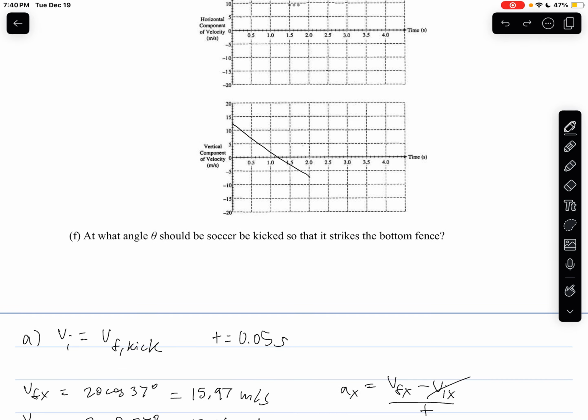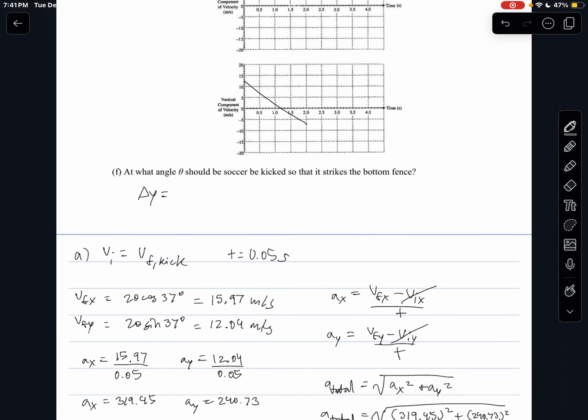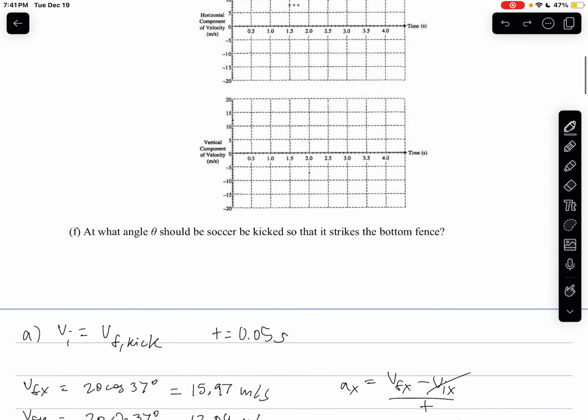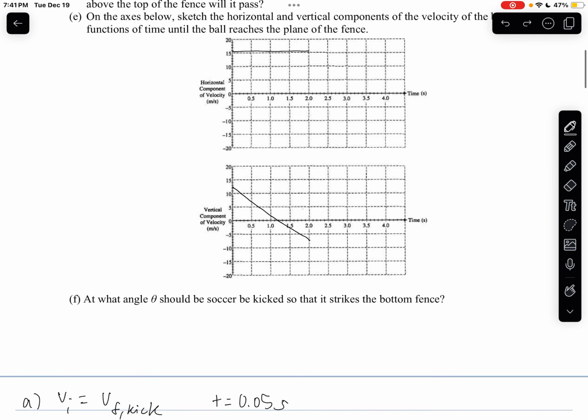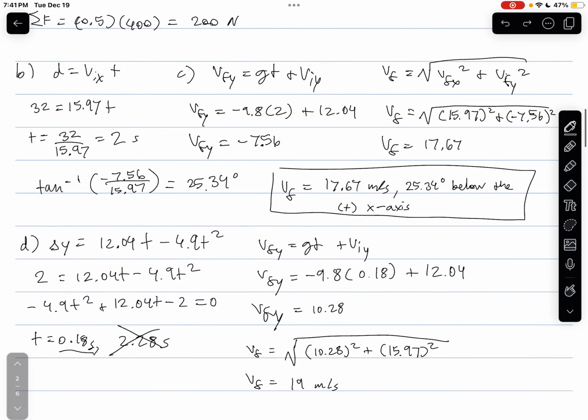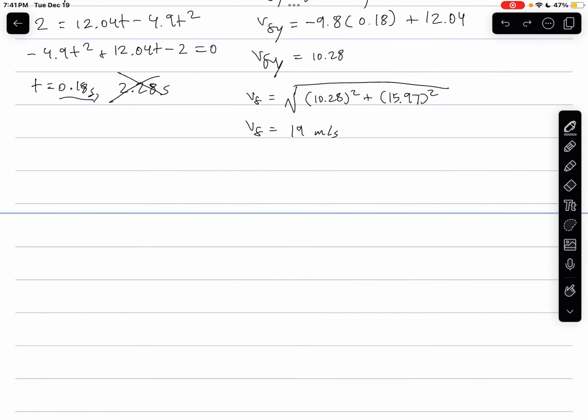Then for the next part, what angle theta should a soccer ball be kicked so that it strikes the bottom of the fence? And for the soccer ball to hit the bottom of the fence, this means delta y is going to equal to... oh no, what just happened? Okay, sorry. So for this one, I need to find the angle.